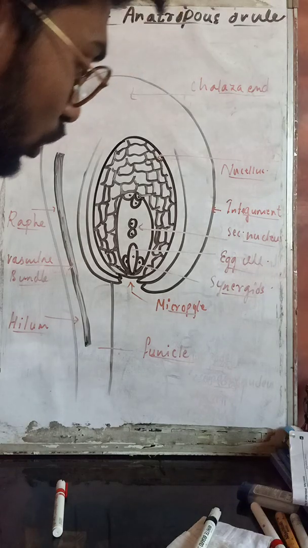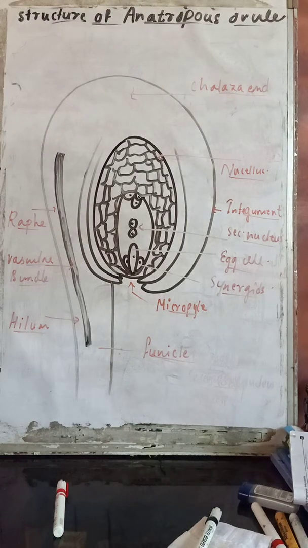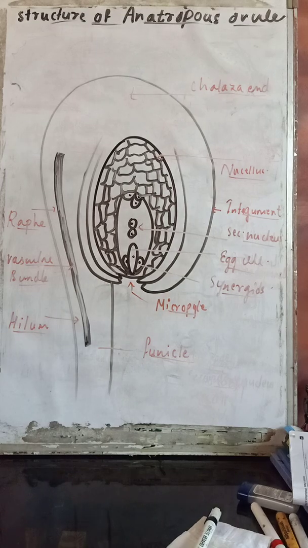Okay, the next topic is the structure of an anatropous ovule. Let's first try to understand what an anatropous ovule is. An anatropous ovule is a completely inverted ovule, turned back 180 degrees on its top. You can see this ovule is completely inverted, generally making a 180 degree angle on its top. That is an anatropous ovule.